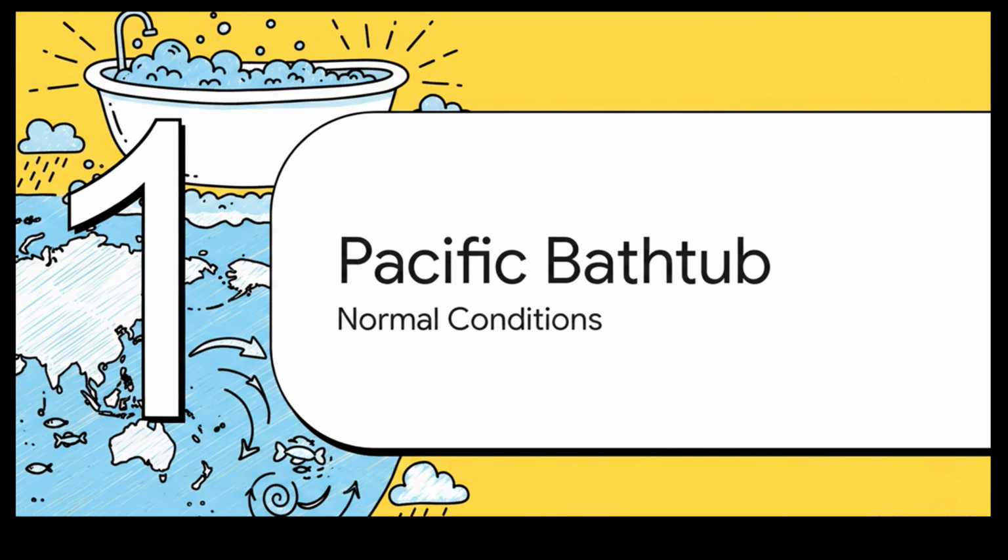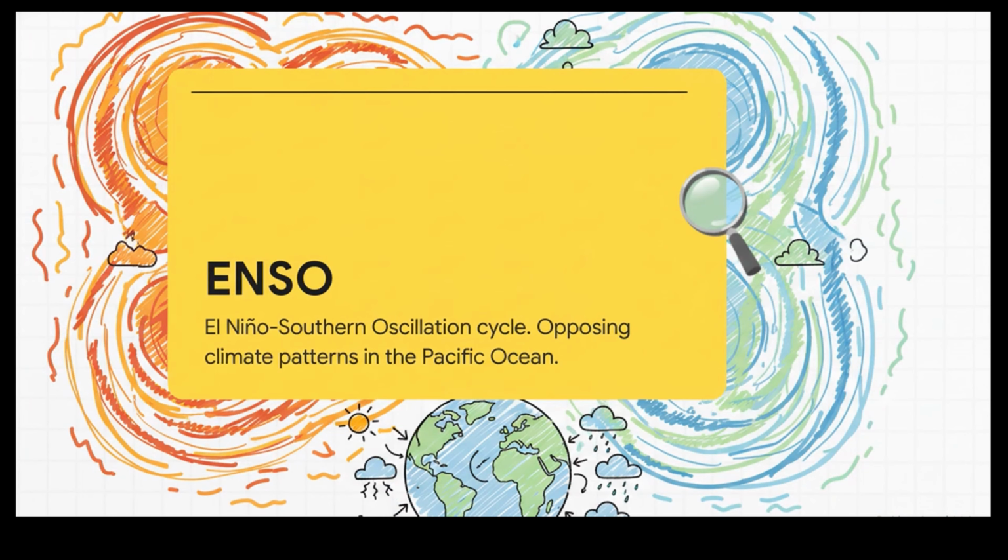All right, section 1, the giant Pacific bathtub. Normal conditions. Let's kick things off with an absolutely crucial vocabulary term for the test, ENSO. That stands for the El Niño Southern Oscillation Cycle. Now, scientists use this big umbrella term to describe these opposing climate patterns in the Pacific Ocean that basically break away from normal conditions. You see, warmer or colder than average ocean temperatures in one specific part of the world can literally influence weather all around the globe. And ENSO is the engine behind the whole shebang.